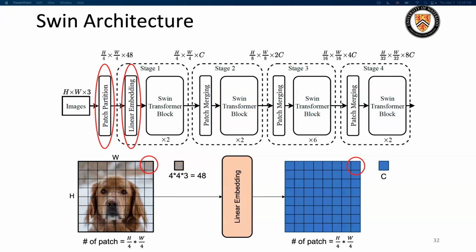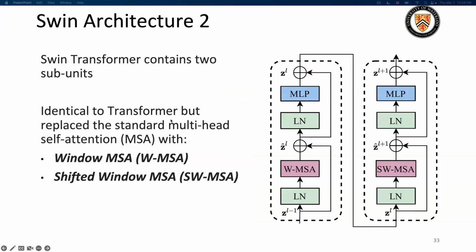Okay, so now we move to the Swin Transformer block here. Swin Transformer contains two subunits. Each unit is identical to the Transformer architecture. They just replace the MSA in the first unit with window MSA and in the second subunit with shifted window MSA. Let's talk about window MSA first.